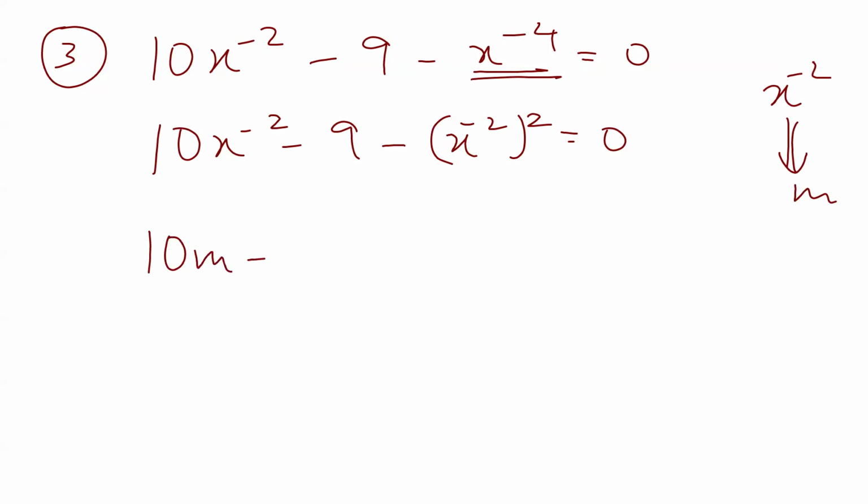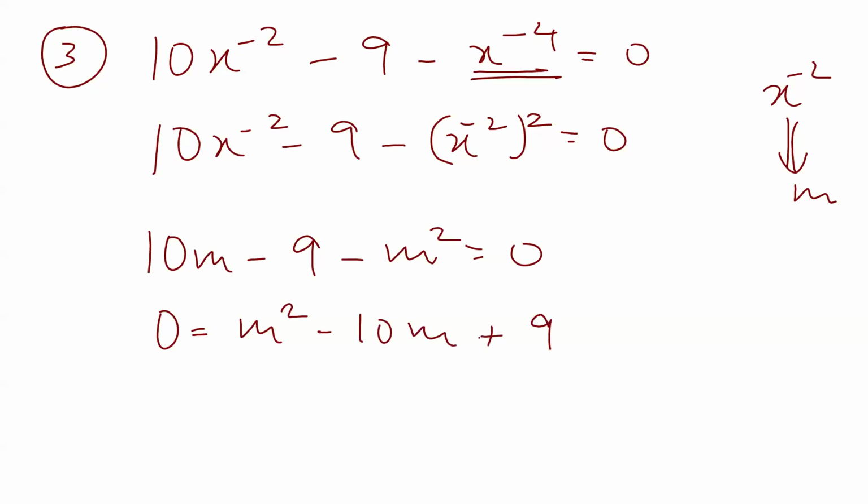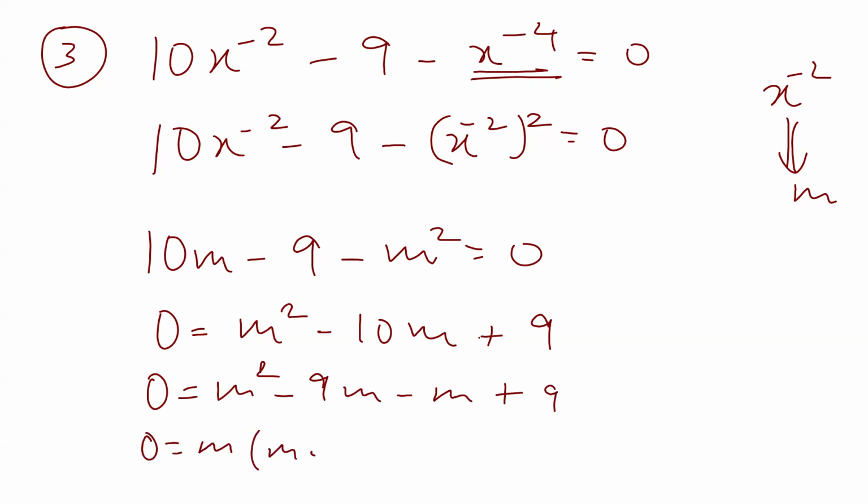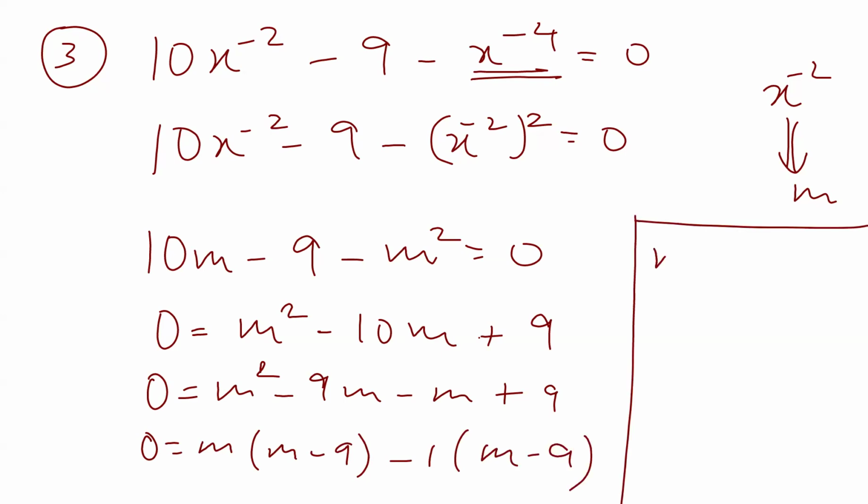So now let us take x raised to minus 2 as m. So 10m minus 9 minus m square is equal to 0. Shift all the terms on the right hand side. m square minus 10m plus 9. m square minus 9m minus m plus 9. Split the middle term. Otherwise you have a formula method. So m into m minus 9 minus 1 into m minus 9. So m minus 1, m minus 9 equal to 0.